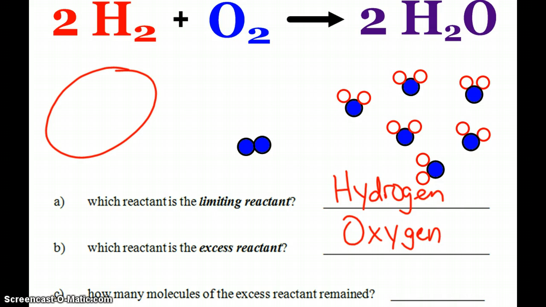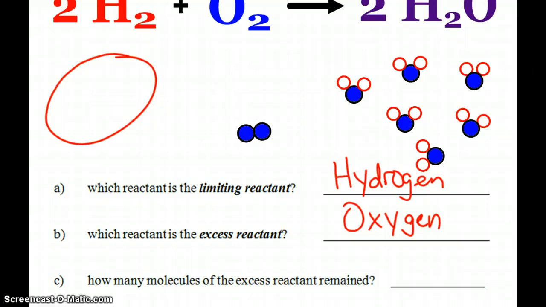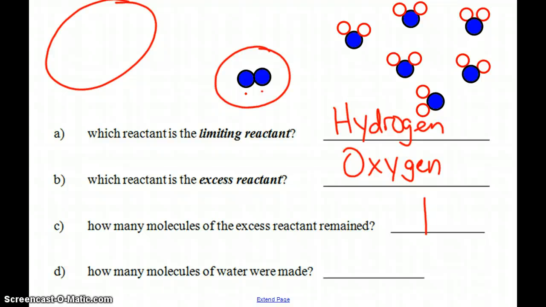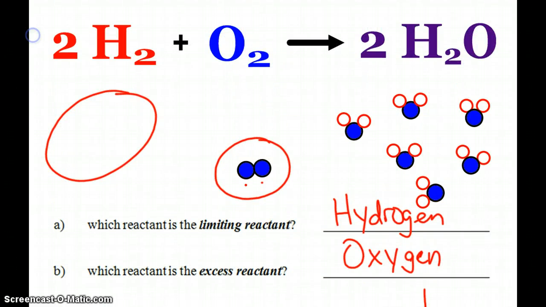How much do we have left? How many molecules remained? The answer is 1. There's 1 molecule. Yes, there's 2 oxygen atoms there, but again, they're together, so that is 1 molecule. And as I said, we were able to make 6 of those water molecules. So that wasn't too bad because we were only making 1 product.